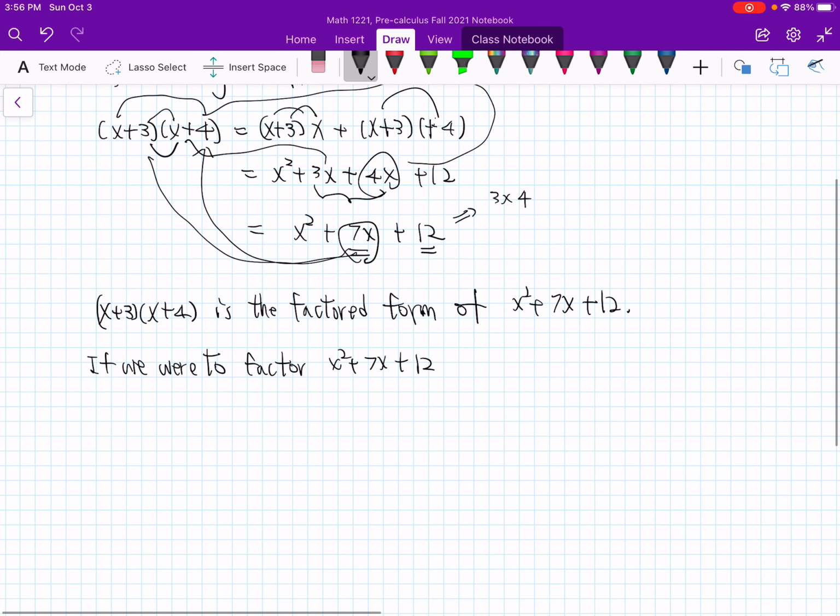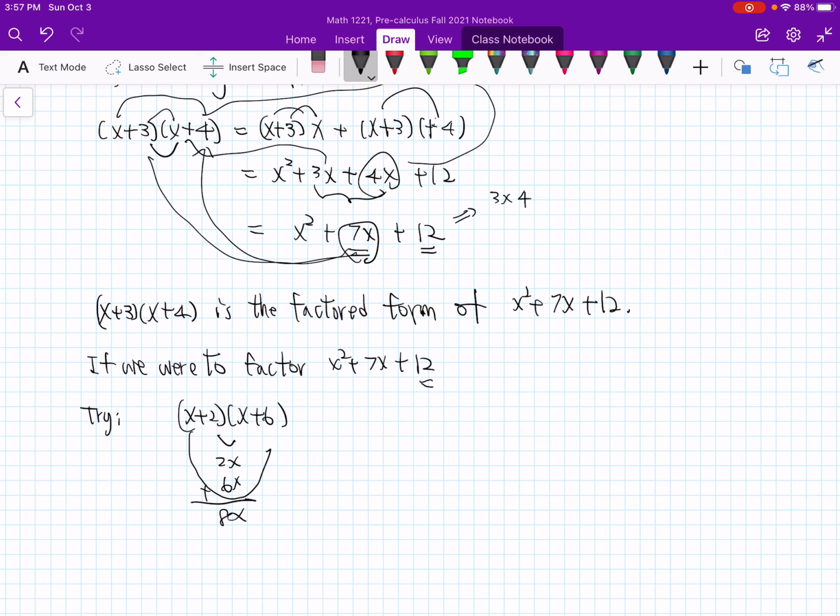We say, okay, we need to factor 12. So 12 can be 2 times 6. So we say, hey, let's try x plus 2, x plus 6. Well, what we need to do is check the middle term. So what we have here is 2x and 6x. The sum of that is 8x, which is not equal to 7x. So we know this is not correct.